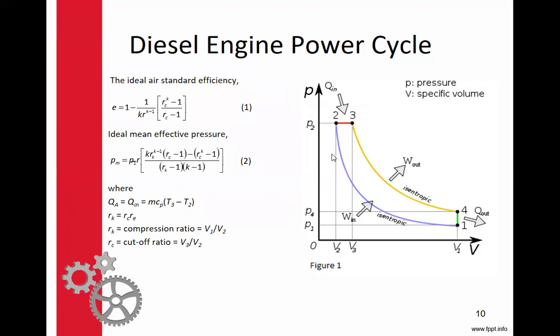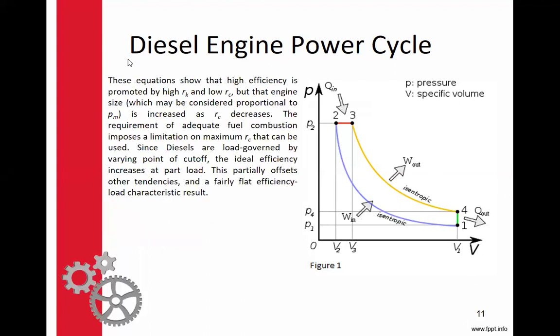The ideal air standard efficiency is eta equals 1 minus 1 over k times r_k exponent k minus 1 times r_c exponent k minus 1 over r_c minus 1. The ideal mean effective pressure is P_m equals P_1 r_k times k times r_k exponent k minus 1 times r_c minus 1 minus r_c exponent k minus 1 over r_k minus 1 over k minus 1, where Q_A equals Q_in equals m c_p times T_3 minus T_2, the heat added. r_k equals r_c times r_b. r_k is the compression ratio, r_c is the cutoff ratio, and r_b is the expansion ratio.